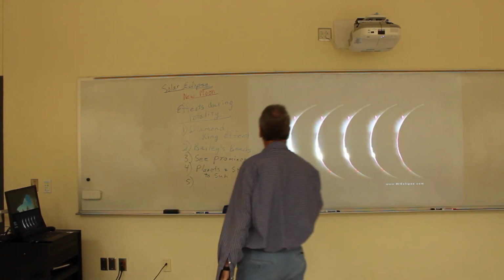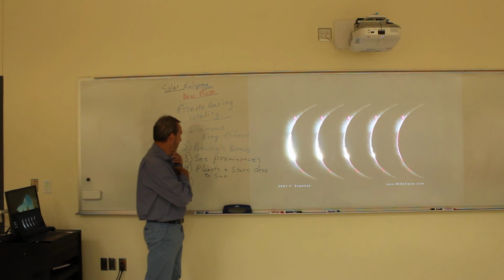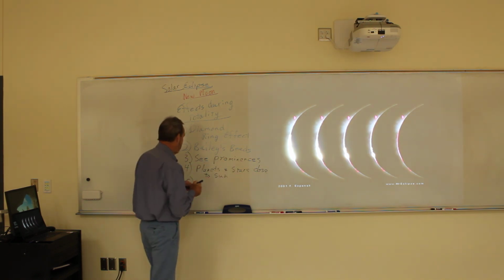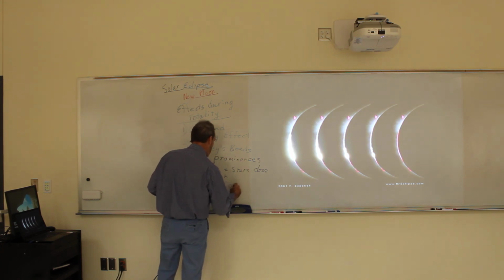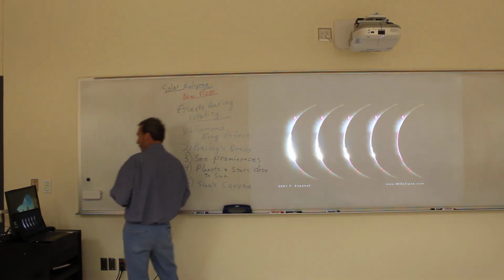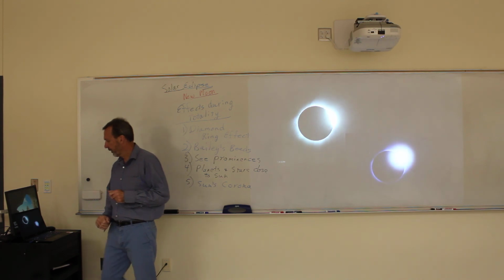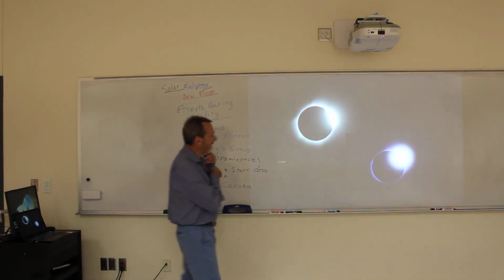Alright, this is part 2 of solar eclipses. So yeah, you can see planets and stars close to the sun. You can also see something called the sun's corona. It becomes visible during solar eclipses. So here is the diamond ring effect.